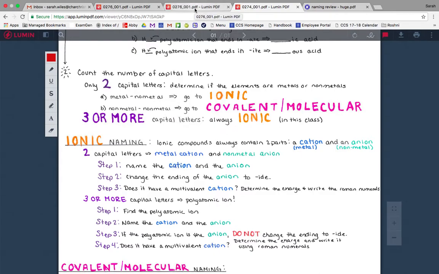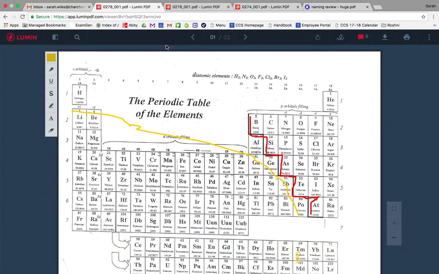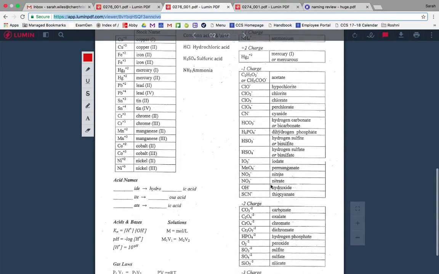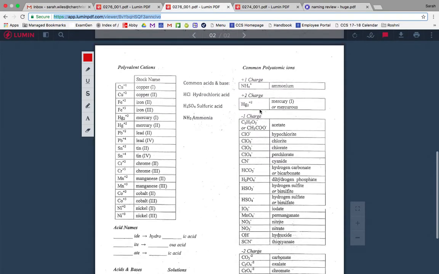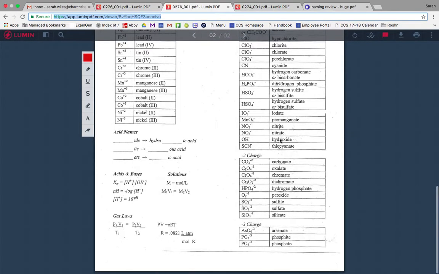Now, that means that K, S, and O, 2 of those capital letters go together. If you look at your polyatomic ion sheet, which is on the back of your periodic table, these are a list of most of the polyatomic ions. If you go down to nearly the bottom, here is SO4. It has a 2- charge, so it's the anion, and it's called sulfate.